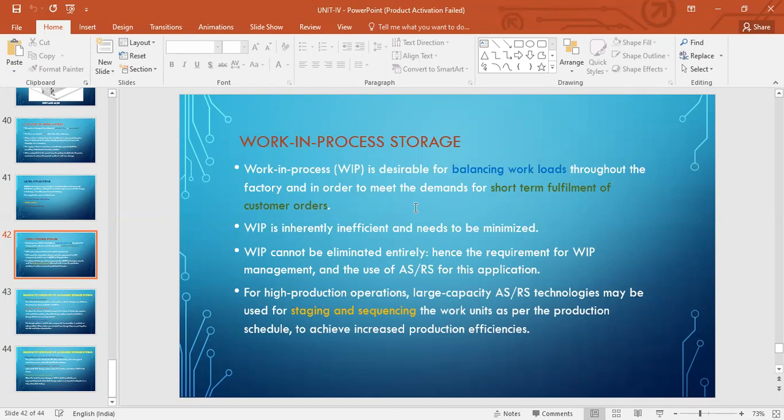So to balance workloads throughout the factory, no machine should be overburdened, right? And no machine should be starved. So basically, this work in process, we are trying to store it so that we can supply it to be able to balance the workloads. And work in process is inherently inefficient and needs to be minimized, right?